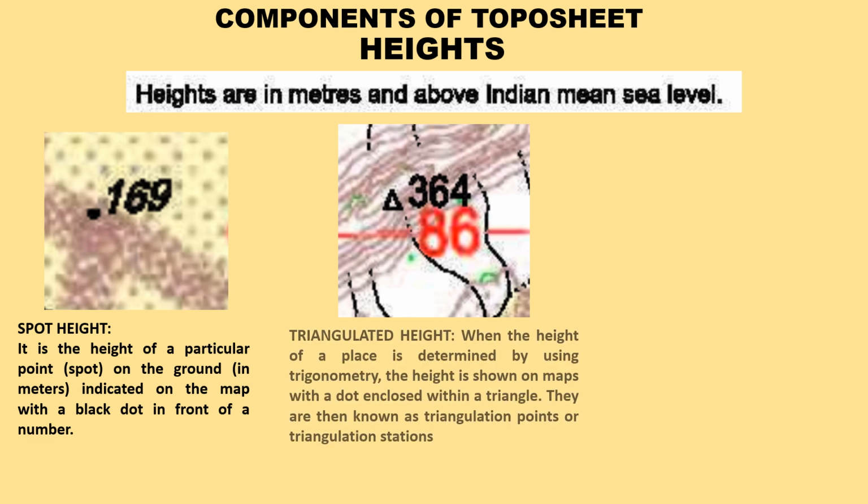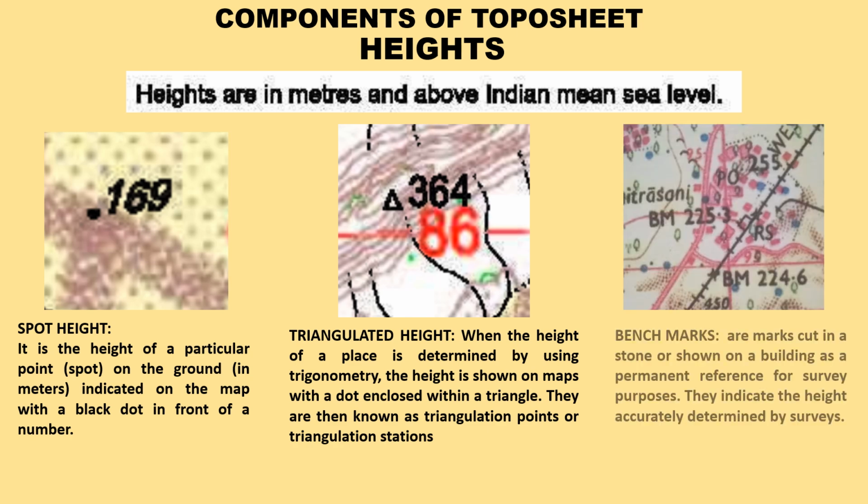Second, which we get to see is the triangulated height. When the height of a place is determined by using trigonometry, the height is shown on maps with a dot enclosed within a triangle. They are then known as triangulation points or triangulation stations. And also I should mention that triangulated height is the height which is the most accurately measured on the topo sheet. Third, we have the benchmarks, which are marks cut in a stone or shown on a building as a permanent reference for survey purposes. They indicate the height accurately determined by surveyors.